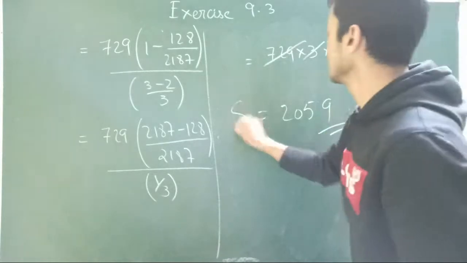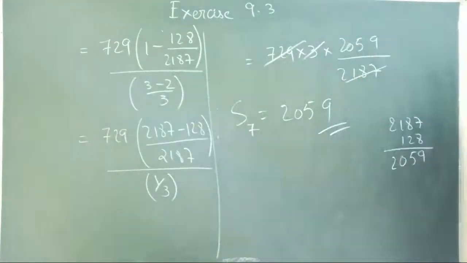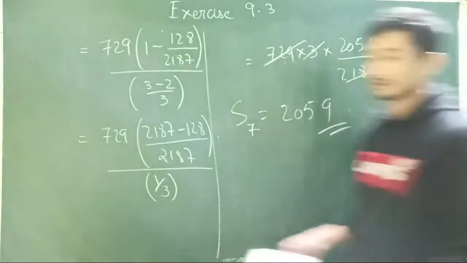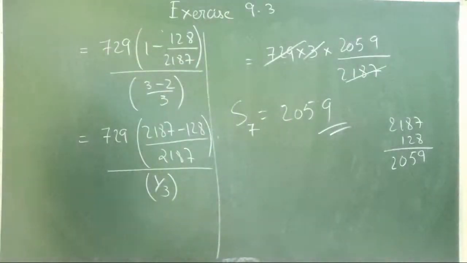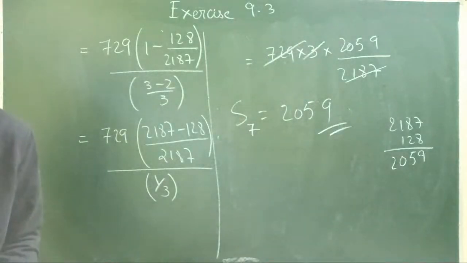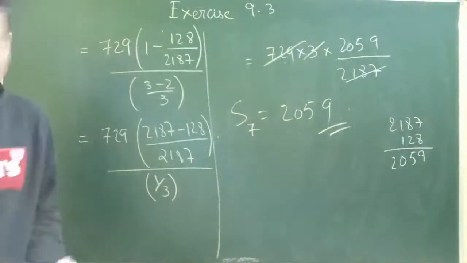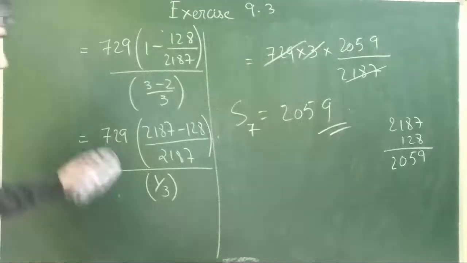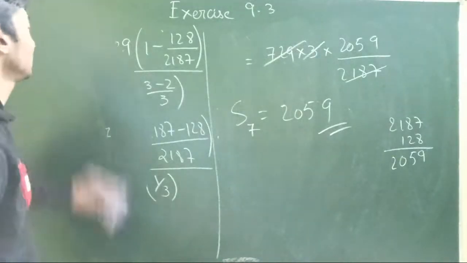But this is the sum of seven terms of the given geometric progression. All right. Okay, let's move on to the next question then. I believe this is done.